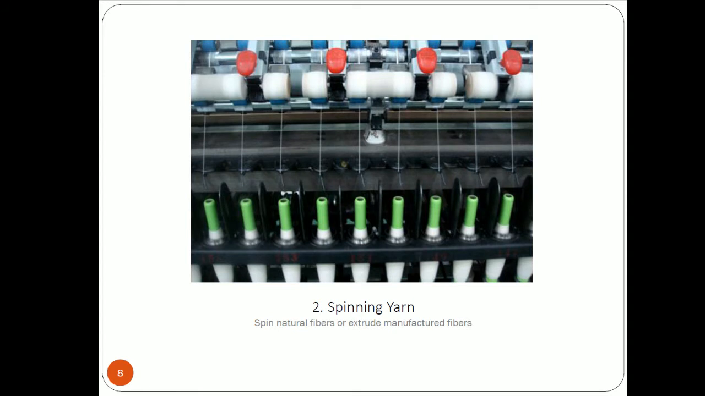Step 2, once you've collected and procured that fiber, you then take those very thin fibers and spin them into a yarn. So think about a silkworm. That has a long, thin monofilament fiber.